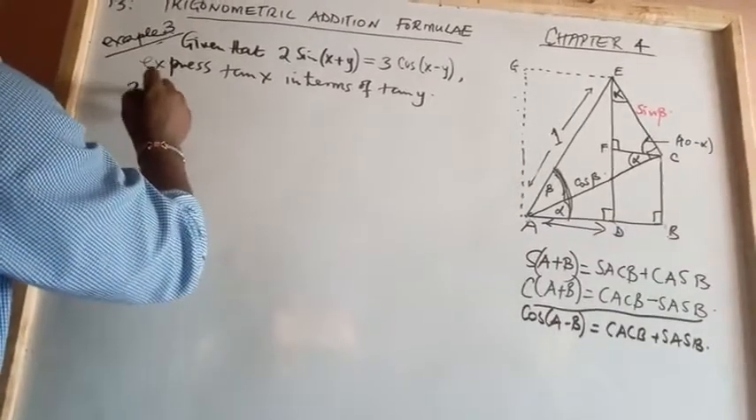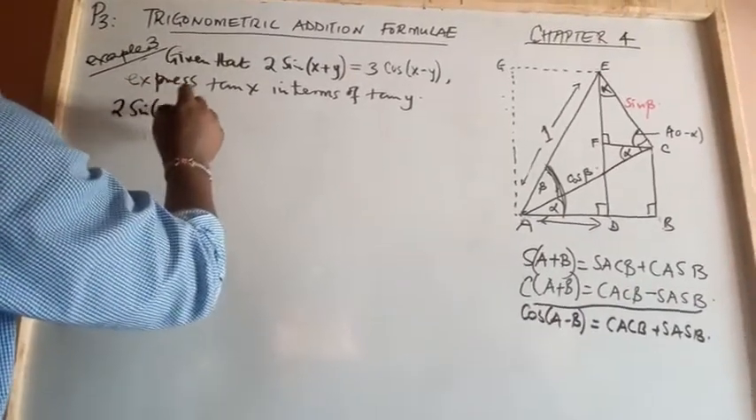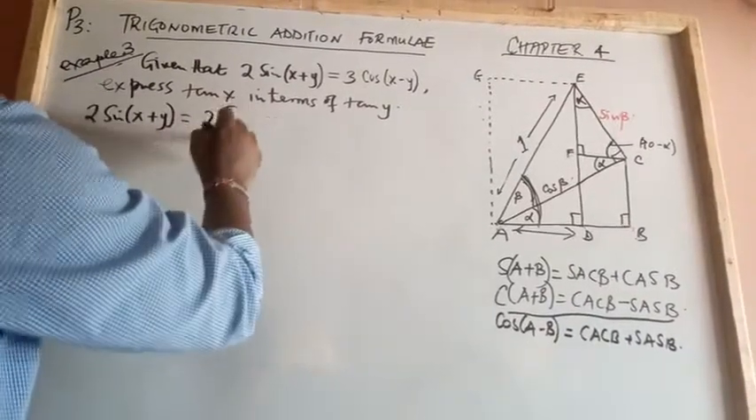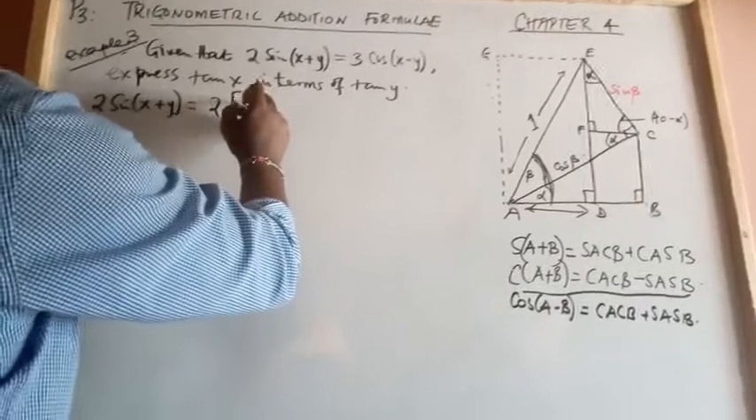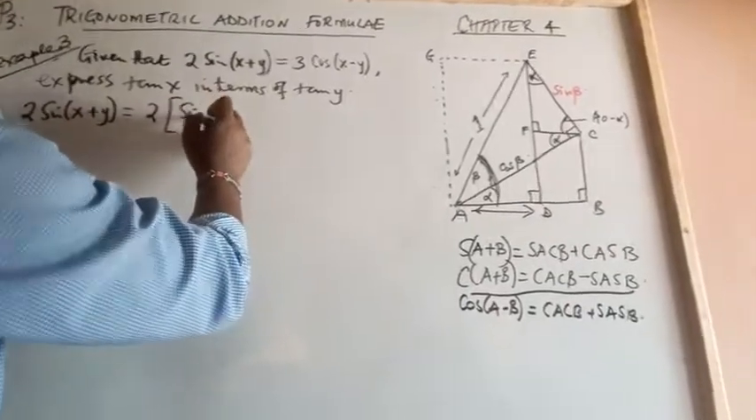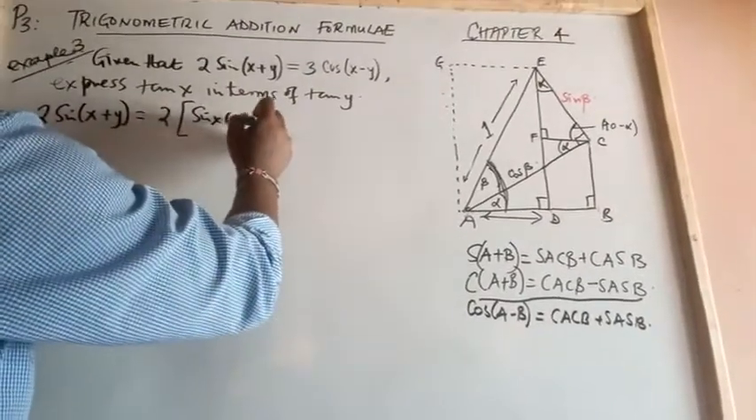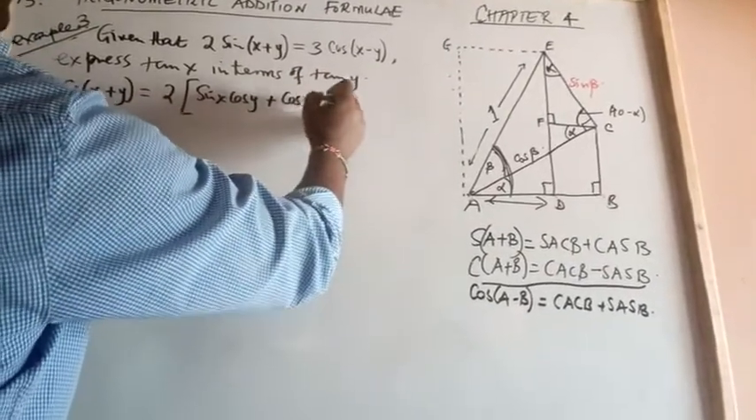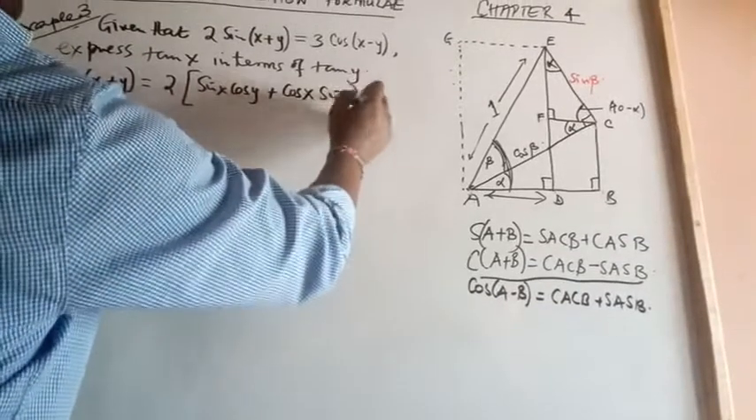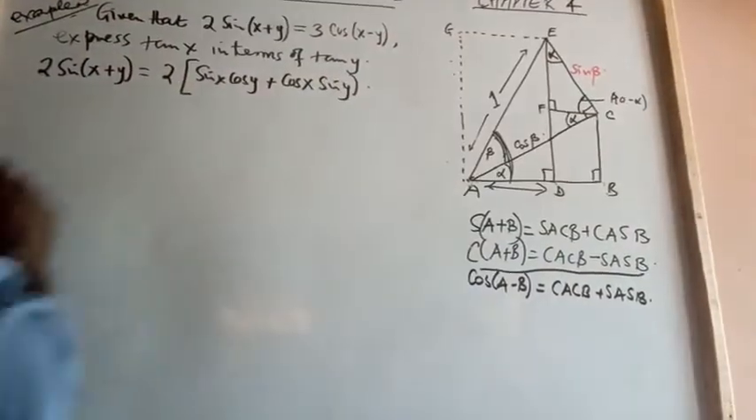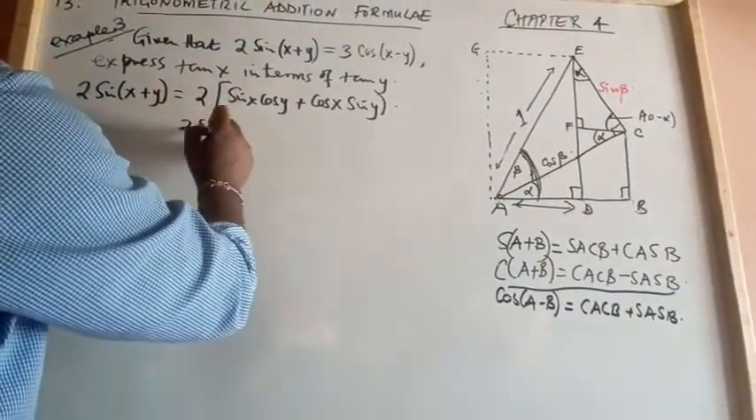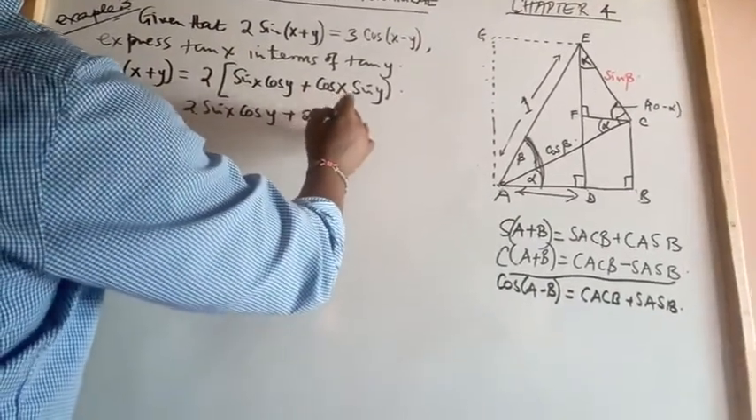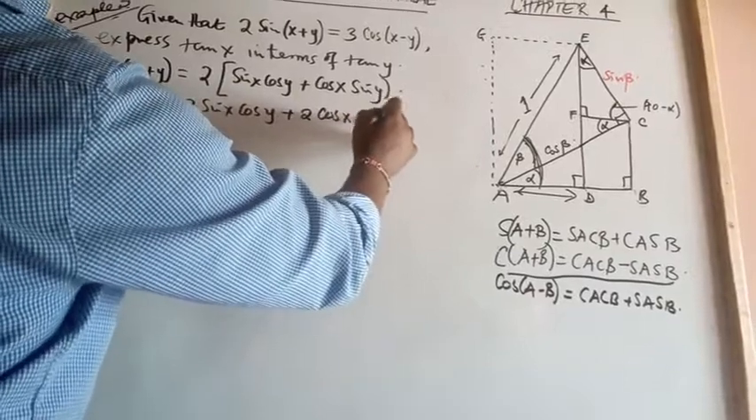And from this, 2 sine x plus y is equal to 2 multiplied by sine x cosine y plus the cosine x sine y. So if you open this bracket, you're going to have 2 sine x cosine y plus 2 cosine x sine y.